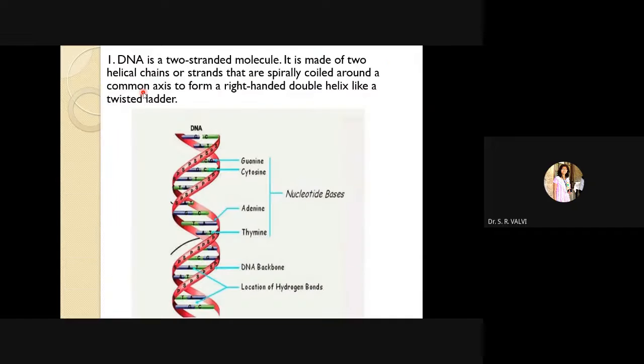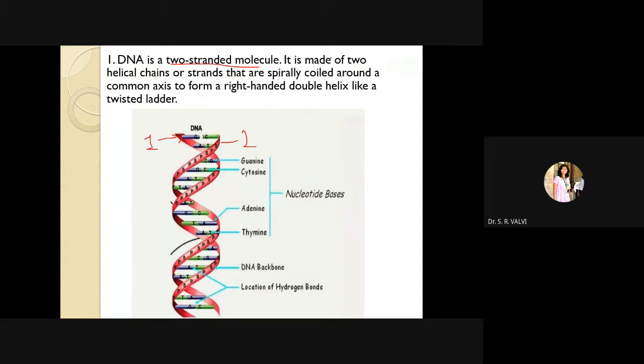Now next come to the characteristics of DNA, right? So here see what are the characteristics of DNA. Let me take the pen again. It is a two-stranded molecule. So how many strands? Two. So this is number one strand, and this one is the second strand, right? So here, a two-stranded molecule. This is the first strand, and this is the second strand, right?